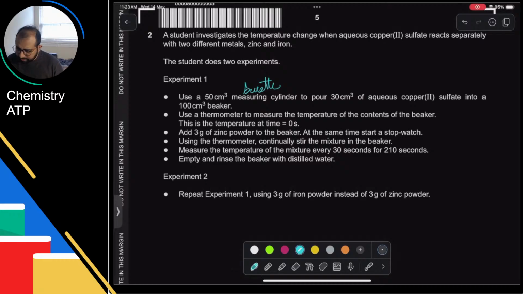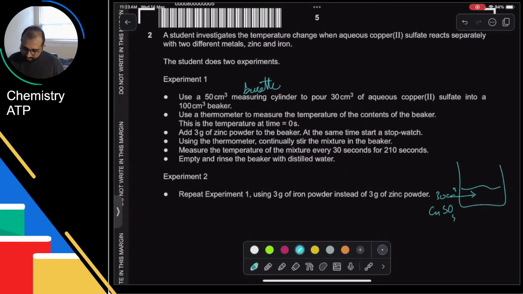Alright. To pour 30 cm cube of copper 2 sulfate. Again, the same idea. Out of 50, he's pouring 30. There's going to be some error there which can be improved if he used a burette. Copper 2 sulfate into a 100 cm cube beaker. So, what did he have? He had this 100 cm cube beaker. He used a measuring cylinder and right now we have 30 cm cube of copper 2 sulfate in this. Okay, so that's what we have here.